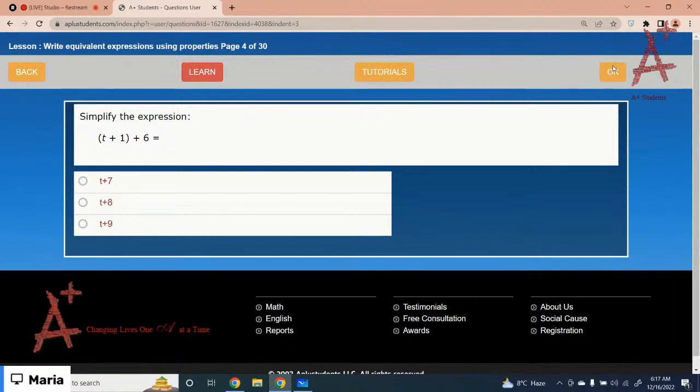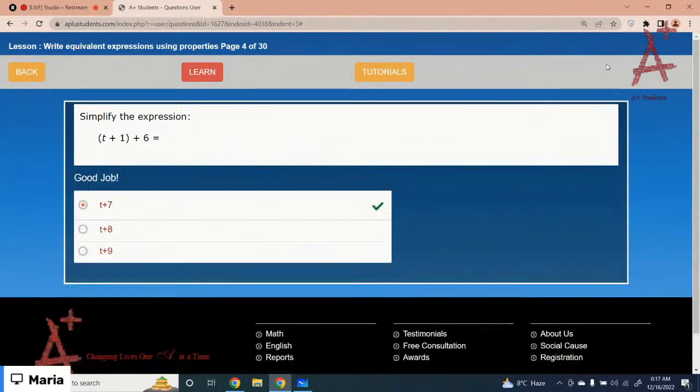Okay, then the next one is t plus 1 plus 6. So which of the option is the correct one? You have to collect the like terms. Which of the option is the correct one? Yes, very good. You have to collect the like term. So it would be then t plus 7. Very good. Just select the correct option and click on the OK button. Got it?